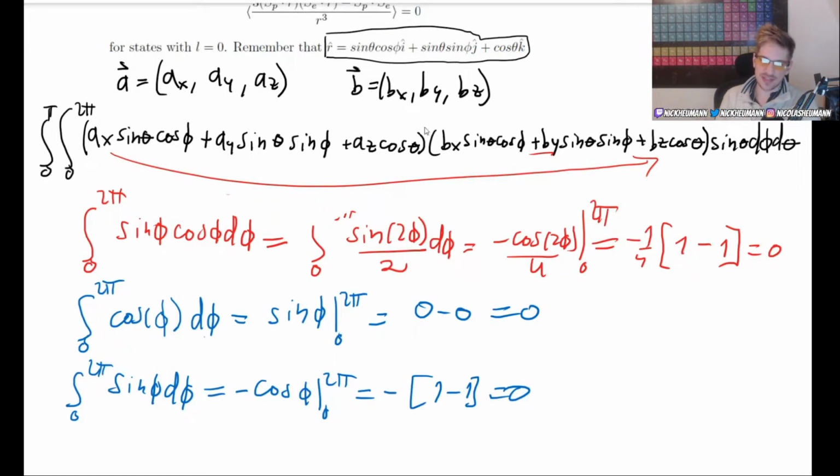And finally, az bx is 0 for the same reason that ax bz was 0, right? It's the same. The theta and phi parts are the same, only the constants changed. The az by part is 0 for the same reason that the ay bz part was 0. And the only part that is not 0 is going to be the az bz. Okay, so that was a mouthful. But what this told us is that most of these parts are actually going to be 0.